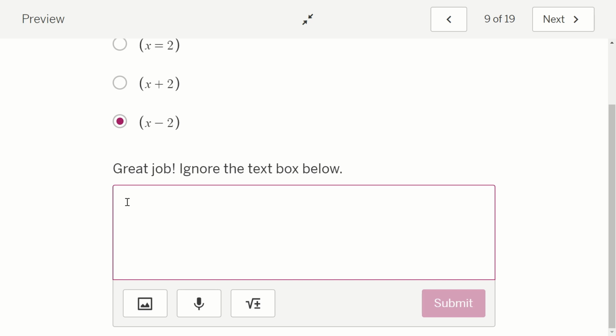So it says there, great job, ignore the text box. It has something to do with how the slide was put together, but just for clarity, this is what I might do in class. If you had x minus 2 as a factor, you would use the zero product property and say x minus 2 could be equal to 0. And then you would add 2 to both sides, giving you x is equal to 2. What we did there was we went backwards. We knew that x is equal to 2 was one of our x-intercepts, and we had to identify the x minus 2 as being one of the factors.